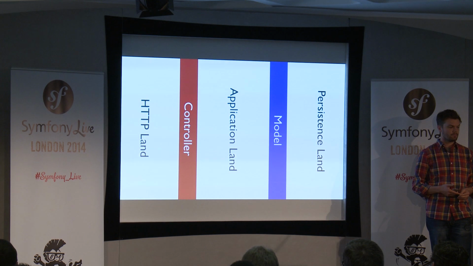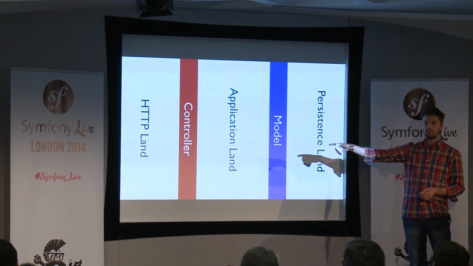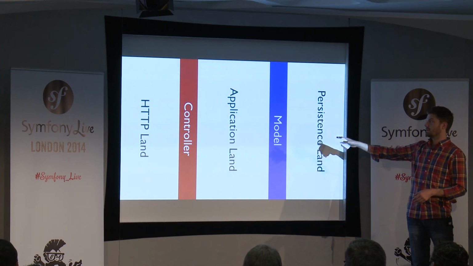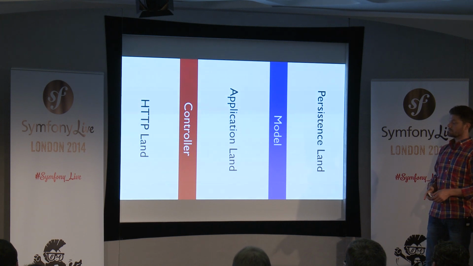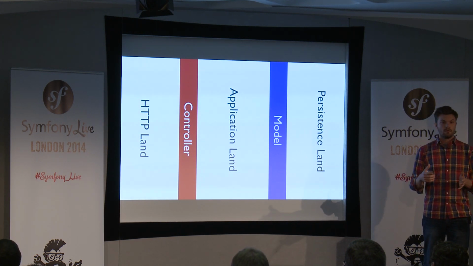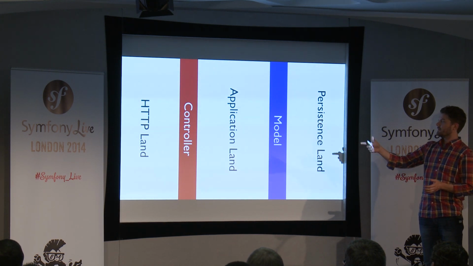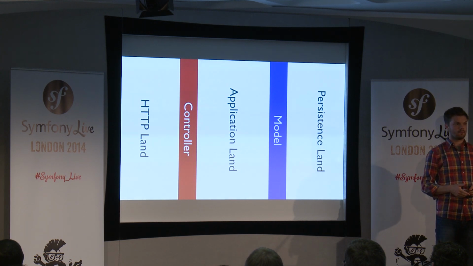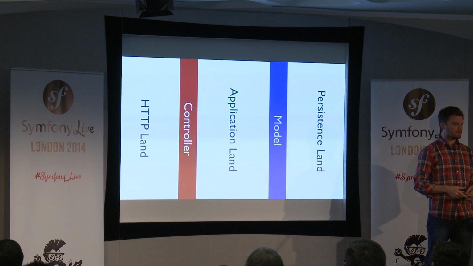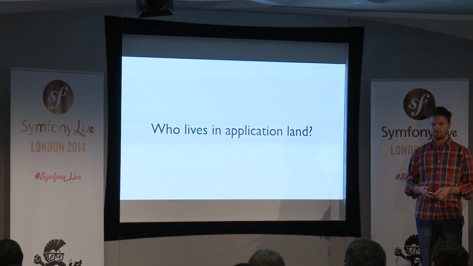So put it all together, and you have something that looks like this. HTTP land maps through the controller to application land, and application land maps through the model to persistence land. So thin controller, fat model, well, I have more layers than that, the way I design my applications. So it's not quite thin controller, fat model, because we have this application layer in there too.